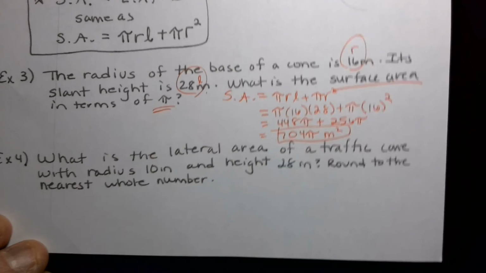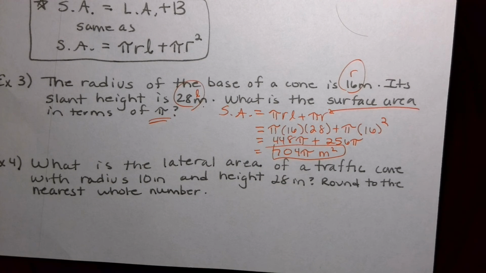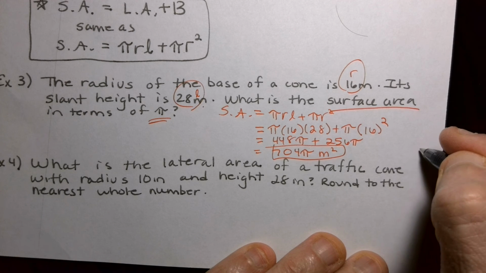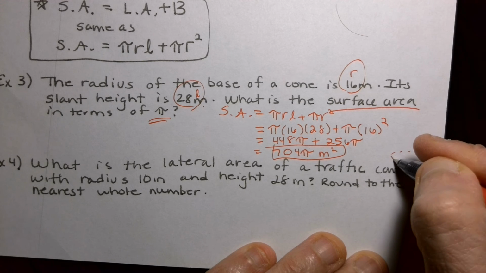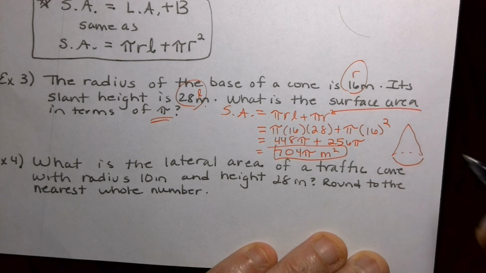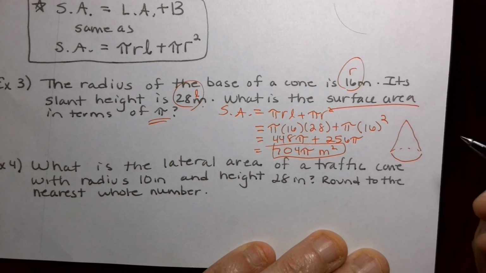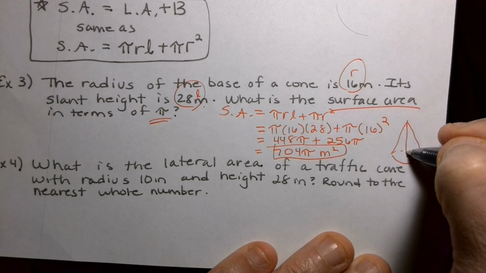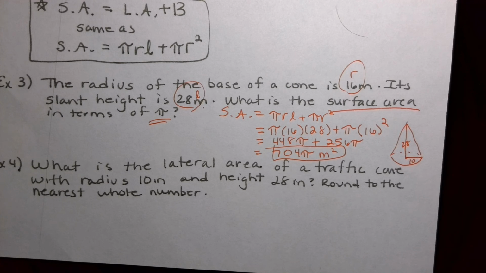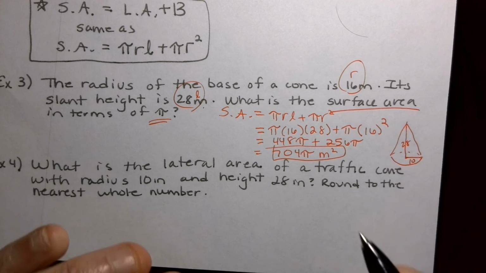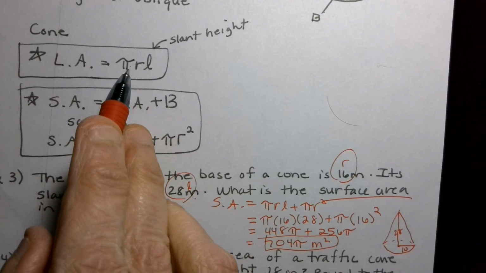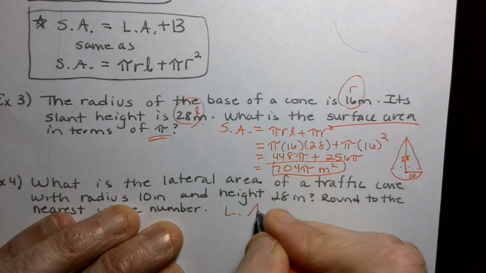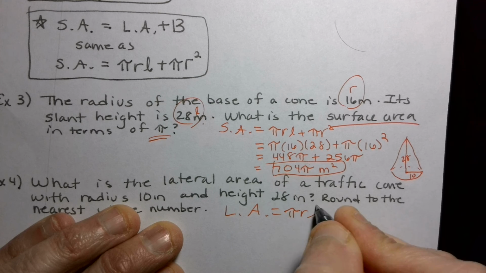I love these. Okay, what is the lateral area of a traffic cone with a radius of 10? So let's draw ourselves a little picture. We got this good old traffic cone. Remember I said dotted, peek it. Pretty easy. Radius is 10. Height is 28. And what are we supposed to do? Oh, lateral area. Okay, so we only want that part. So lateral area equals pi r L.